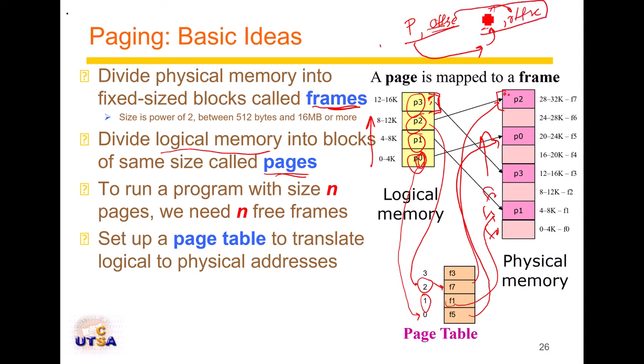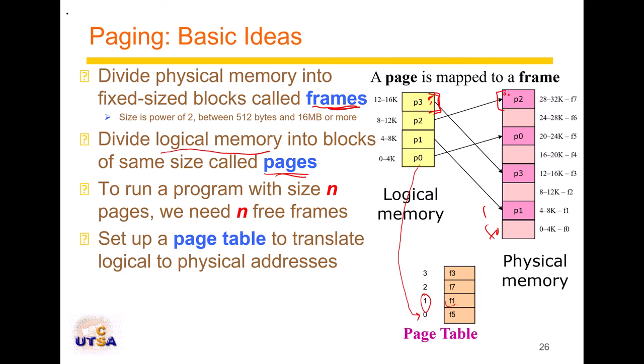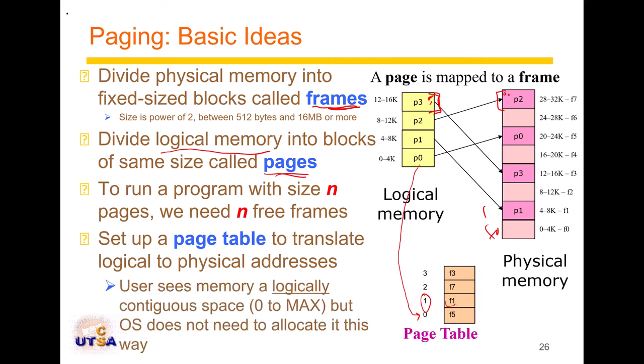So we can combine these two to get the physical address, and this is what the CPU generates as a logical address. So we need a table here, and that's the one we will see in a second half, to do this conversion. We already mentioned that the user sees the memory as a logically contiguous space starting from address 0 to some maximum number, but the OS does not need to see this allocation in that manner, so the allocations can be anywhere in the memory.